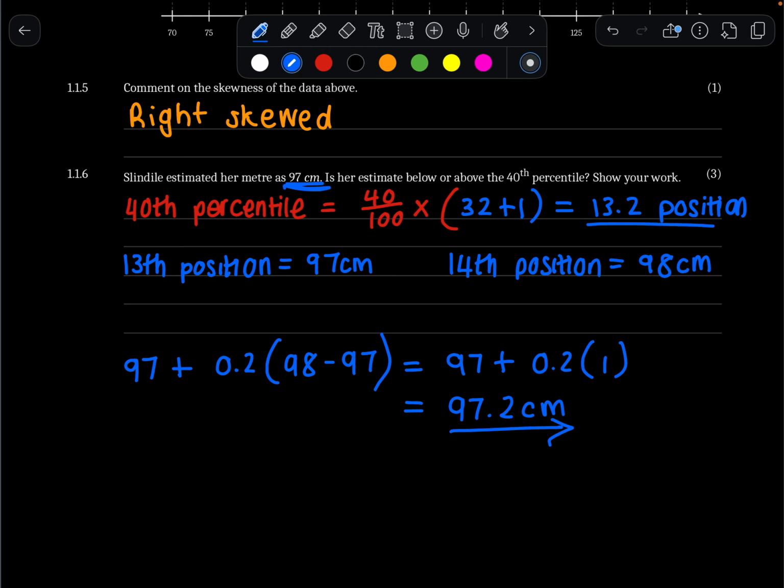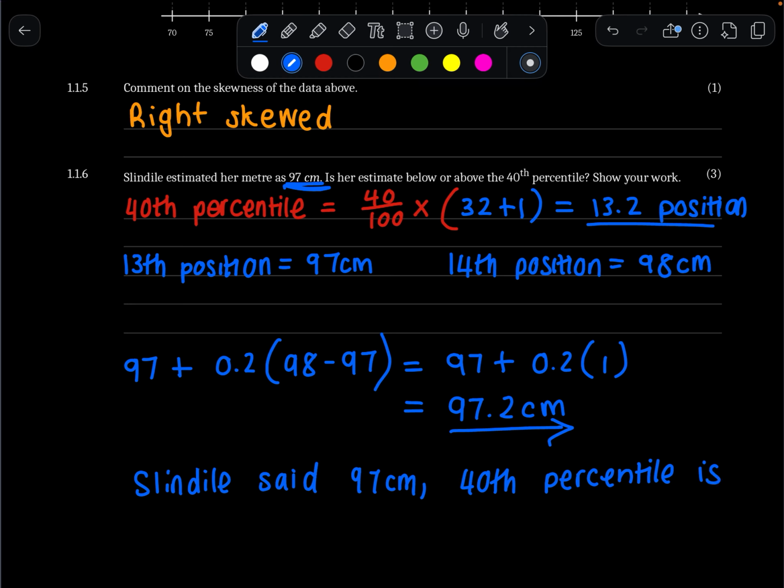So Sindile said 97 centimeters. 40th percentile is 97.2 centimeters. Therefore, her estimate is below.